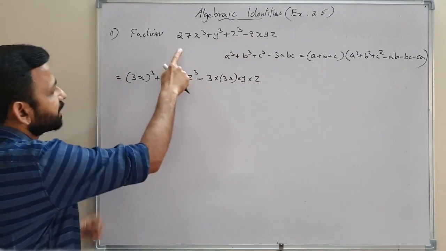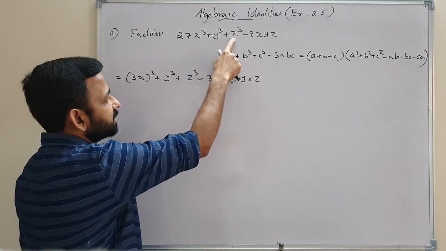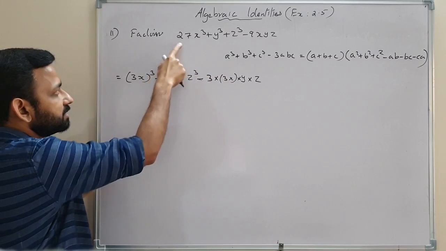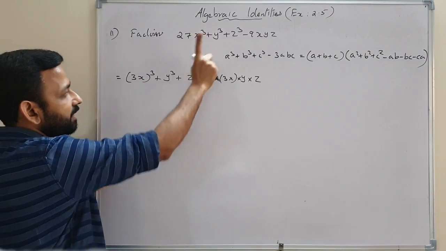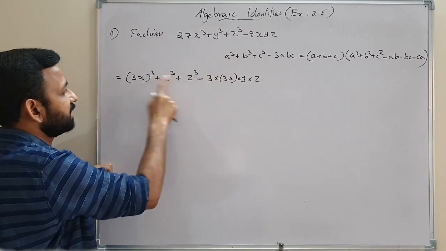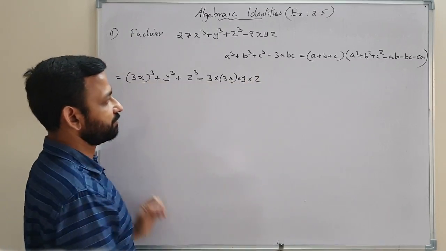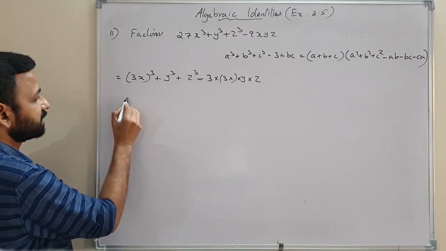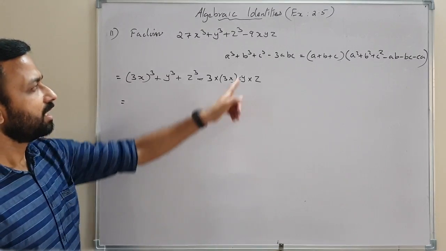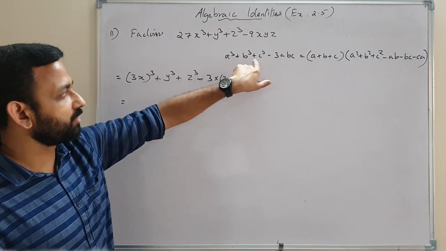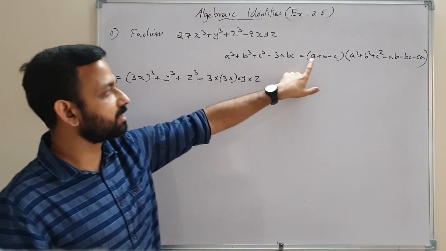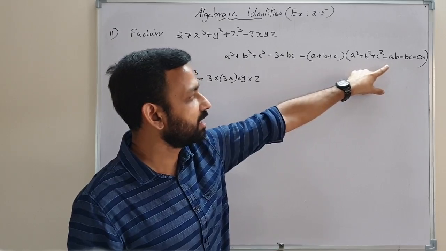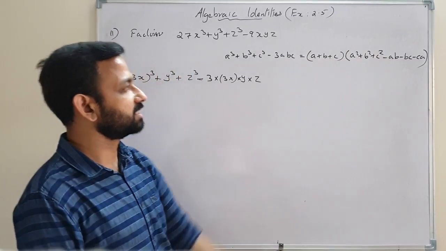So once again, a cube plus b cube plus c cube minus 3abc form: a cube is 3x whole cube, the same 27x cube, y cube, z cube, minus 3abc. So we reduced the given question into identity form. So that is equal to the identity a cube plus b cube plus c cube minus 3abc is equal to a plus b plus c into a square plus b square plus c square minus ab minus bc minus ca.